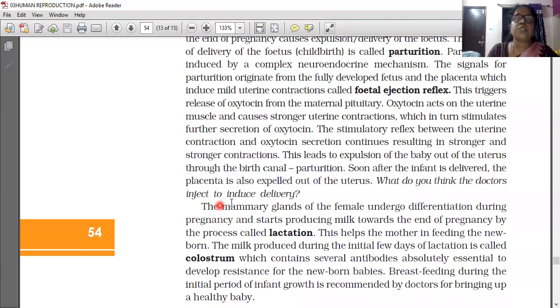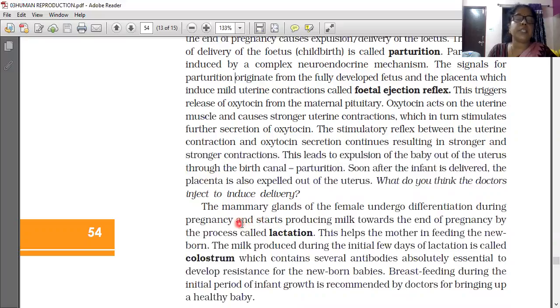Now the mammary gland. What do you think doctors inject to induce delivery? If normal contraction of the uterus is not taking place, which hormone does the doctor inject? Oxytocin.